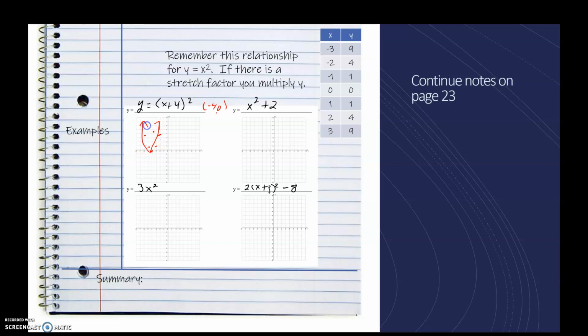And this was absolutely terrible. I did not do a good job of connecting those dots.